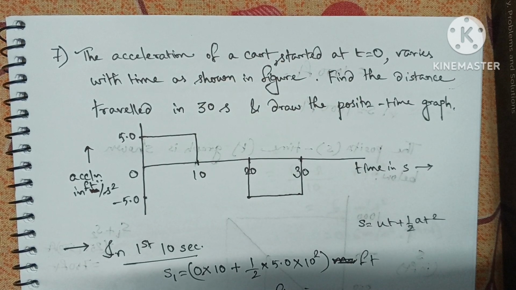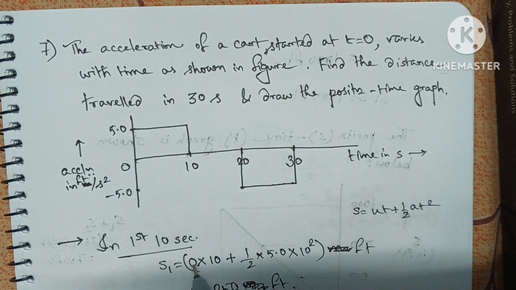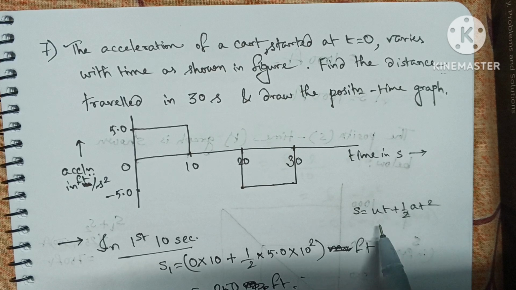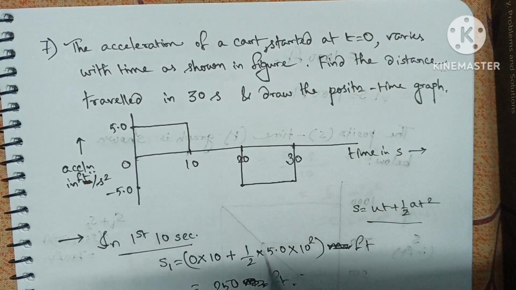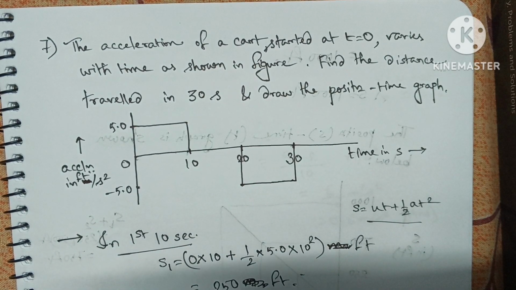Now this is the acceleration time graph, and we have to find the distance traveled in 30 seconds and draw the position time graph. Now in the first 10 seconds, S1 is equal to ut plus half at square, this formula. Now u is equal to 0 because the car starts at t is equal to 0. So it only remains half at square. That is half into 5 into 10 square feet is equal to 250 feet. That is in 10 seconds it covers 250 feet.